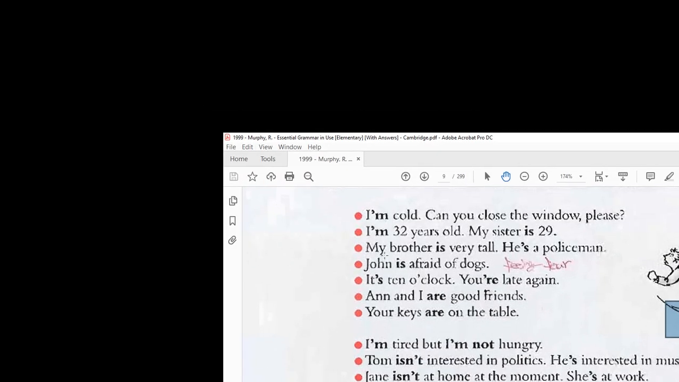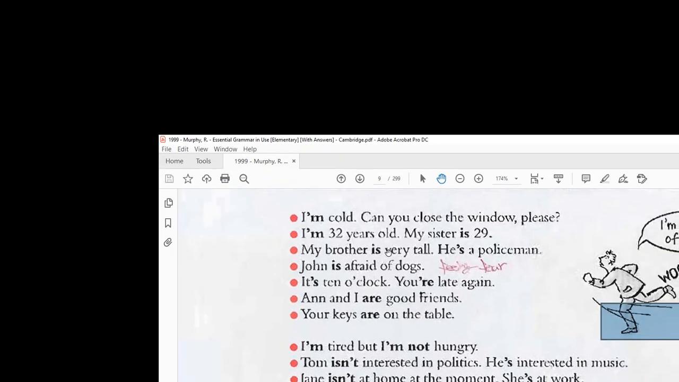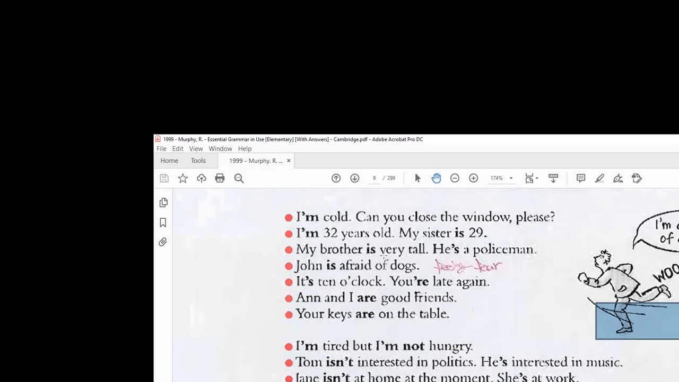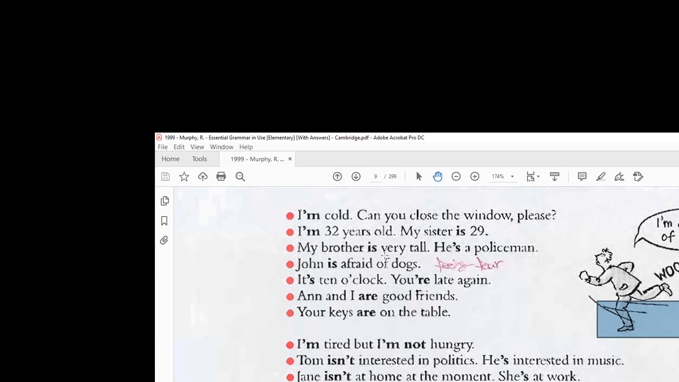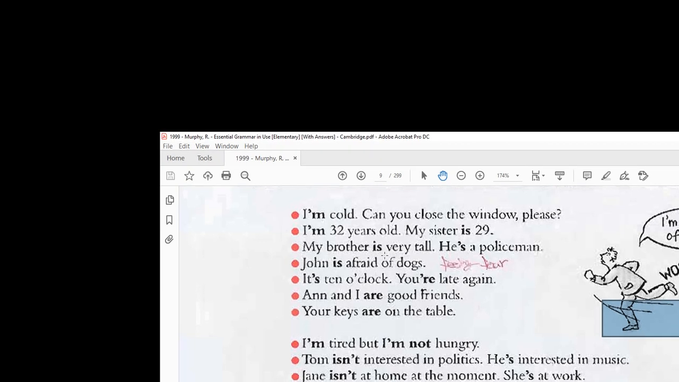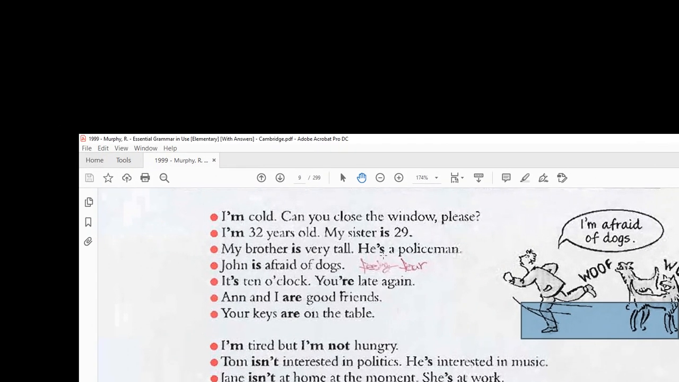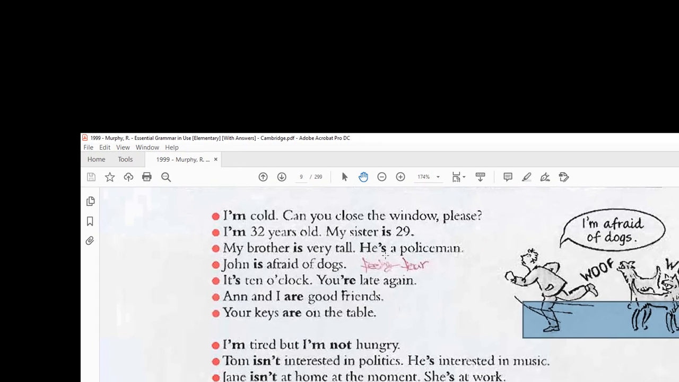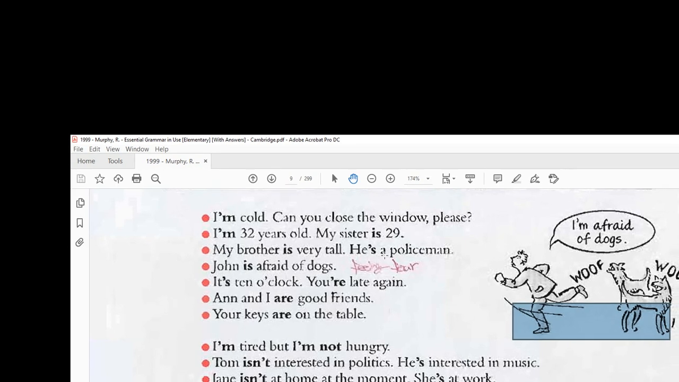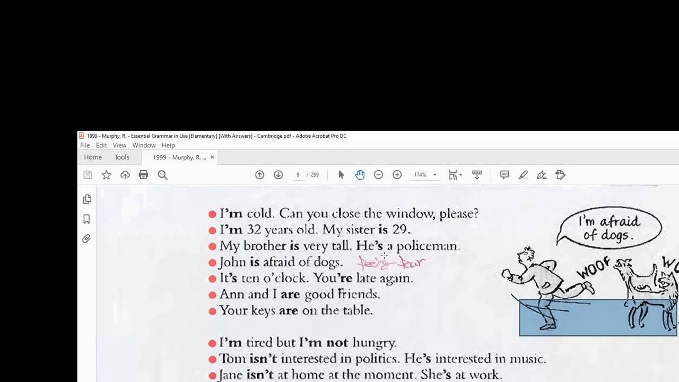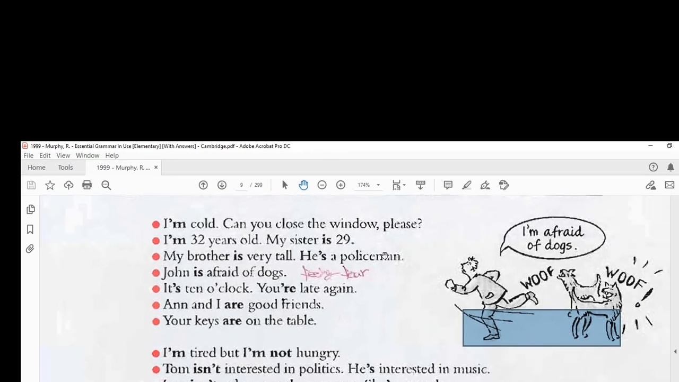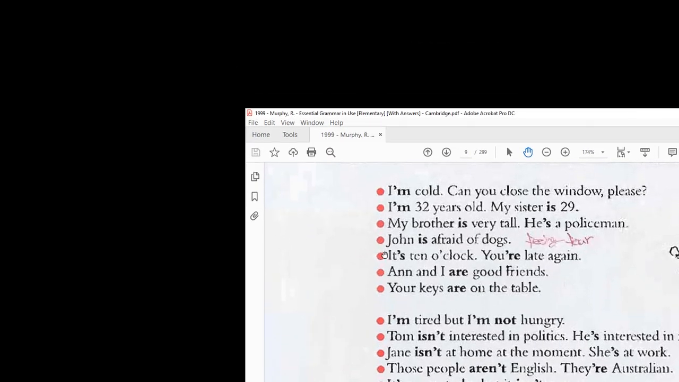Let's see next one. The next one says, my brother is very tall. We as Latinos and as Bolivians, we have a problem making this sound over here. It's very. It's not very, it's very. Okay, try to make sure that you pronounce this word right. My brother is very tall. The second sentence says, he's a policeman. When you have this S over here from the verb to be, it's a Z sound. You connect that into the A word on the next word. He's a policeman. Yes.